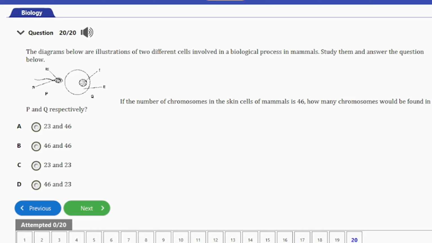because these are reproductive cells. These are actually sex cells. So they'll contain half the number of chromosomes found in the somatic cells of the skin and other parts. So that will be 23 for each of them. So option A is 23, 46, option B 46, 46, option C 23, 23, option D 46, 23. And guys, definitely the answer to this question is option C.